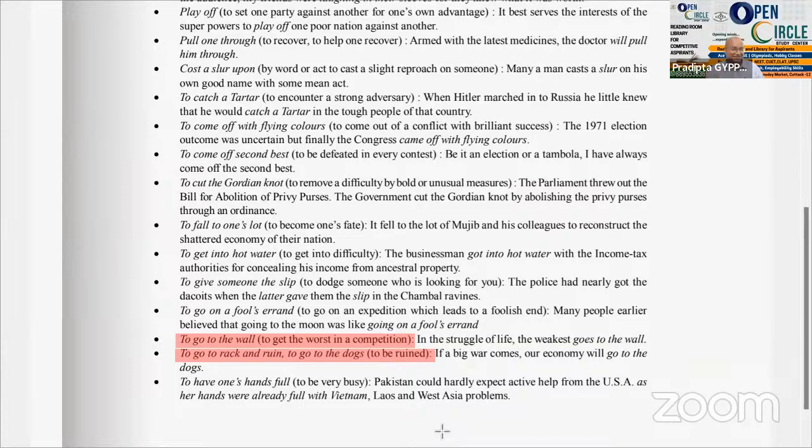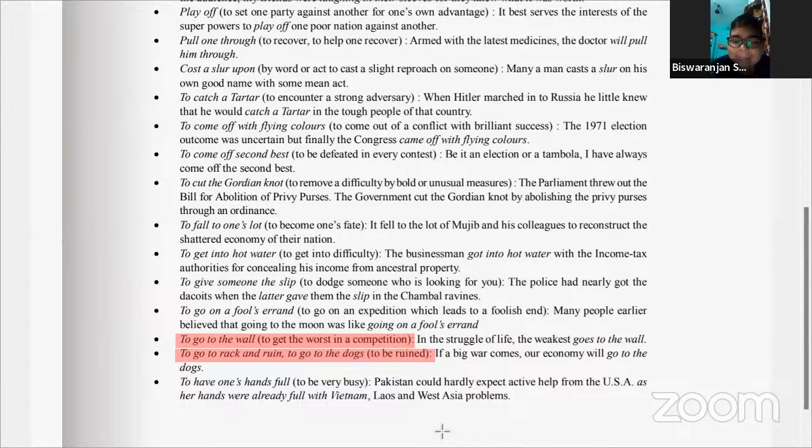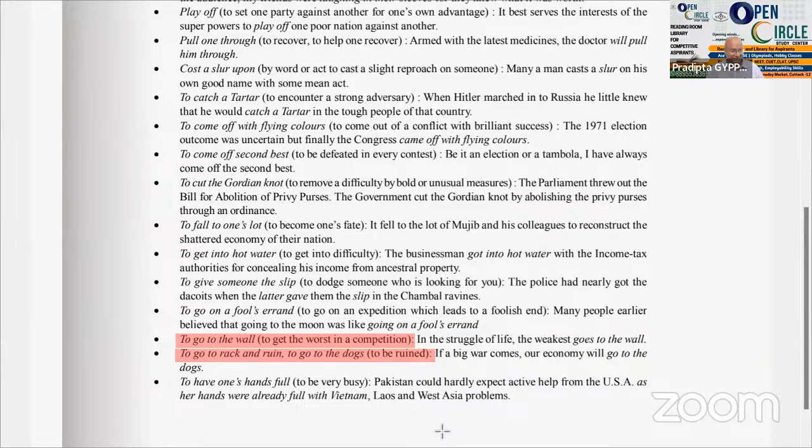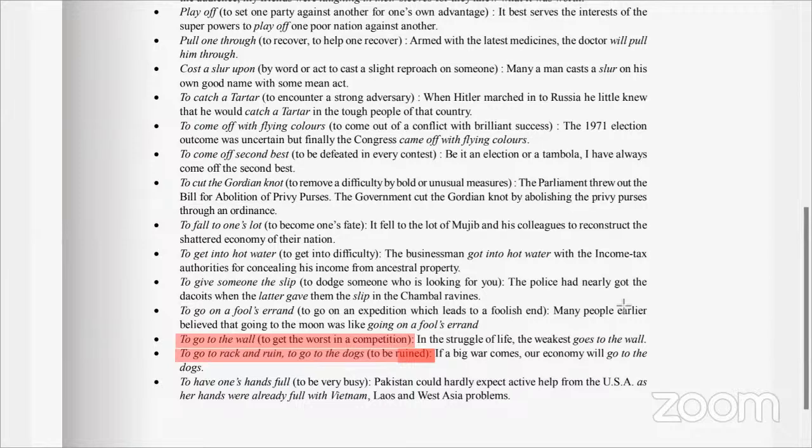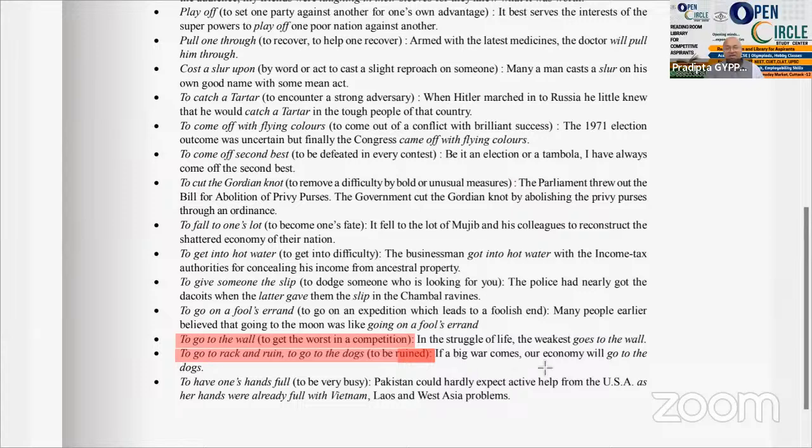What do you mean by that? If another cyclone hits your country, your economy will completely shatter. Okay? Anyway, Shashwati, what do you want to ask? Ruin means destroy. So if war comes, our economy will go to the dogs. Never try to be brave by fighting wars. Avoid wars. War is a necessary evil. Now, next one. Okay, Shashwati, go ahead.